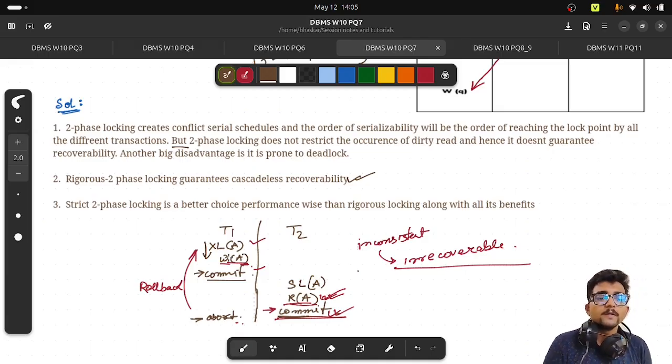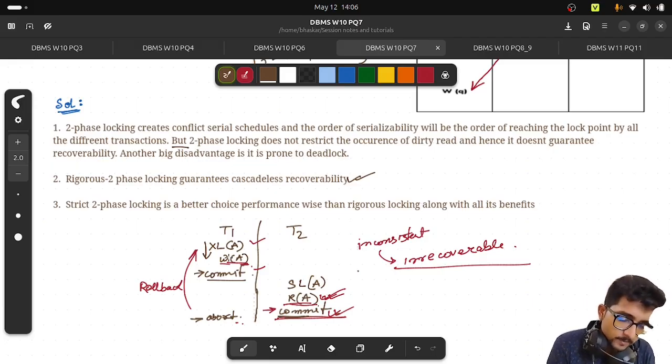Fine. And strict two-phase locking, obviously, just like rigorous two-phase locking was guaranteeing recoverability and conflict serializability, strict two-phase locking also guarantees recoverability and conflict serializability. The only thing is that strict two-phase locking is better performance-wise because we are releasing the shared lock, and that's why some operations of other transactions can proceed accordingly. So that is the only benefit here. Performance-wise, it is a better option.